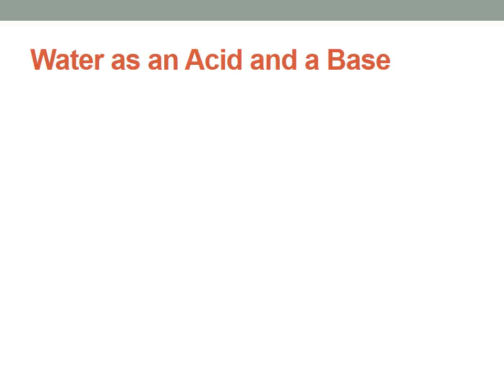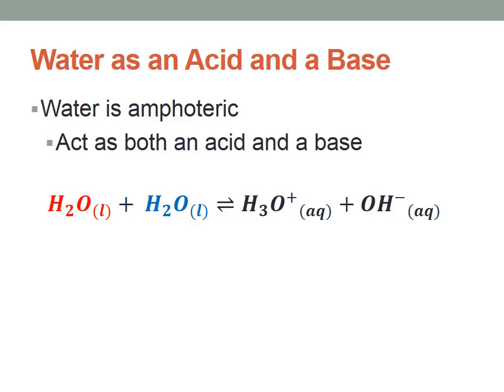Water can act as an acid and a base because it's amphoteric, so it acts as both an acid and a base. And we'll talk about how this is due to the fact that water is polar. Remember, hydrogen and oxygen share electrons, but because oxygen is more electronegative than hydrogen, it has a stronger pull on the electrons. So the oxygen will have a partial negative, and the hydrogen has a partial positive. Because of that, water can both accept and donate protons.